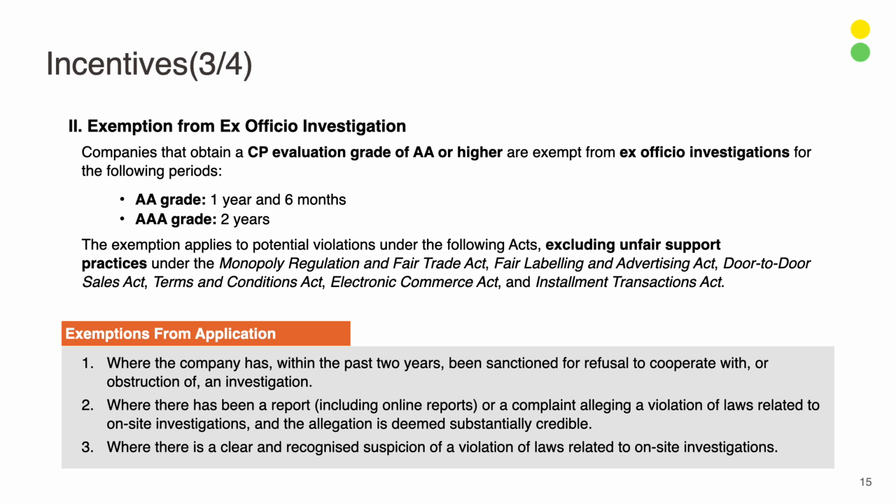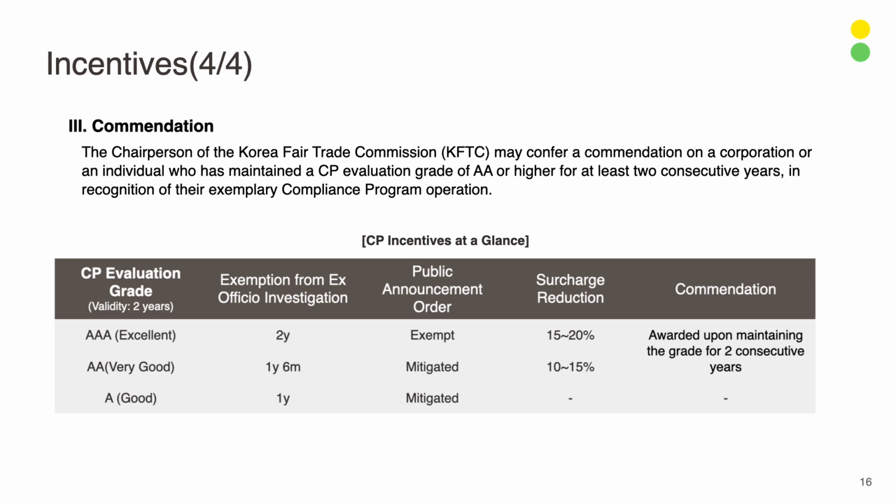The second major incentive is exemption from ex officio investigations. Companies that receive AA or higher can be exempted from routine investigations for a certain period, generally around 1.5 years for AA and around 2 years for AAA, although certain types of cases are excluded. The third incentive is commendation. A company that maintains an AA or above for 2 consecutive years may receive a commendation from the chairperson of the KFTC.